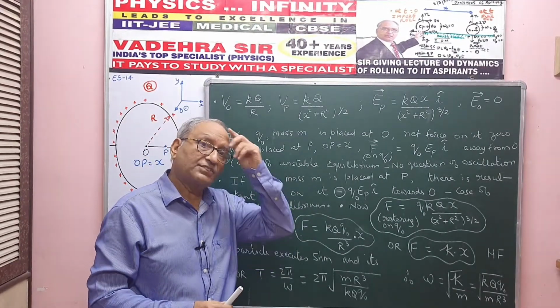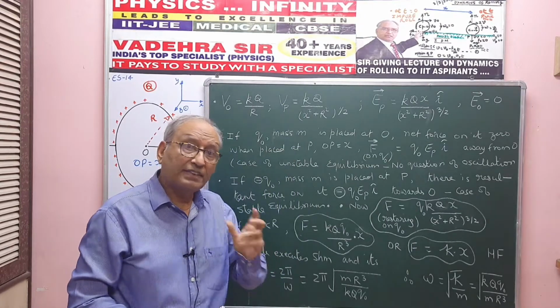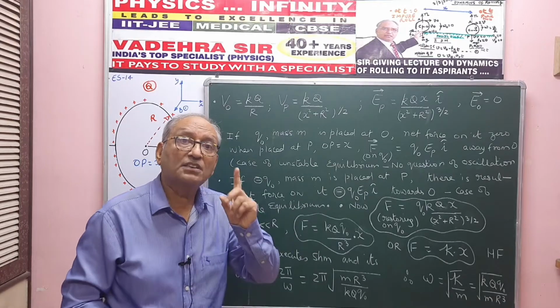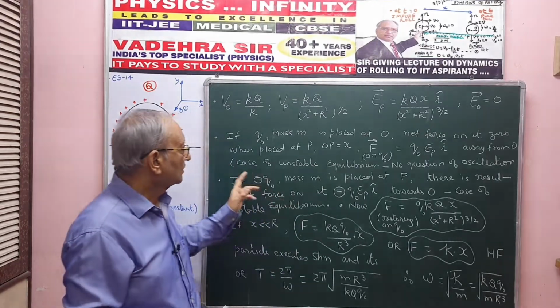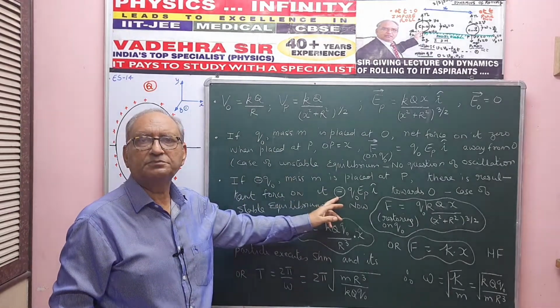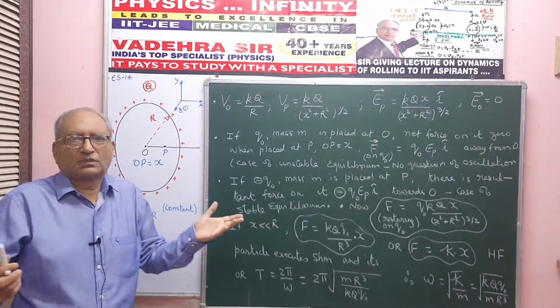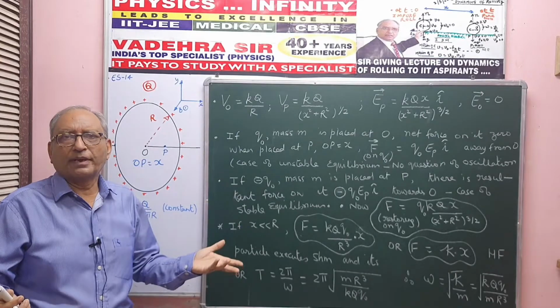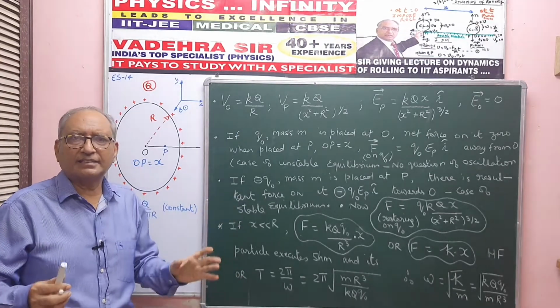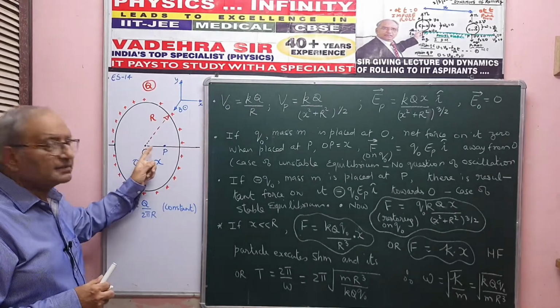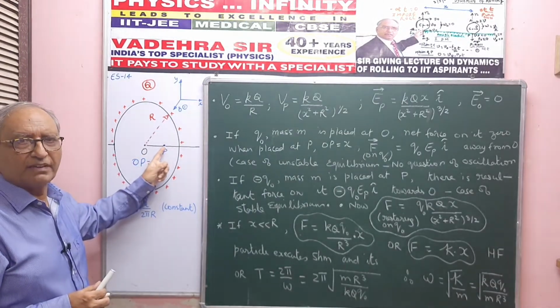I change the scene. Now this time my charged particle of mass m has charge minus Q naught. I place the charged particle at O, net force 0, equilibrium. So this is now the position of equilibrium. I displace it slightly along positive x.